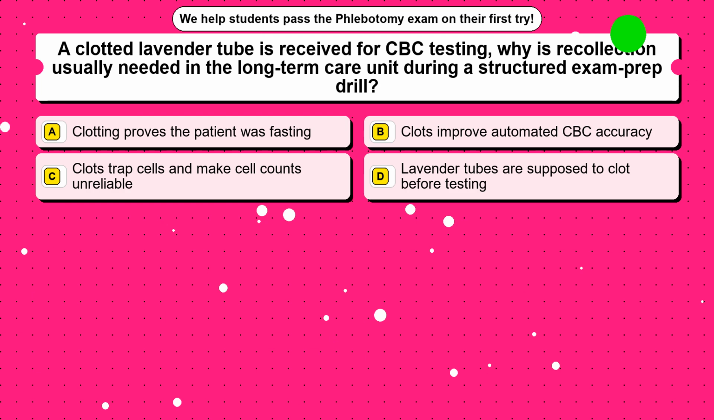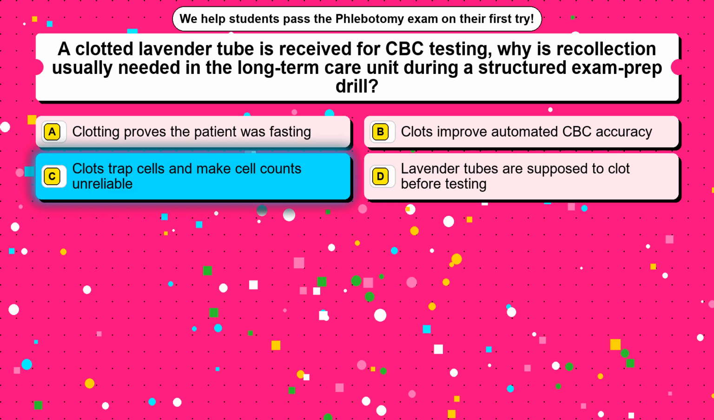Question 86. A clotted lavender tube is received for CBC testing. Why is recollection usually needed in the long-term care unit during a structured exam prep drill? Option A, clotting proves the patient was fasting. Option B, clots improve automated CBC accuracy. Option C, clots trap cells and make cell counts unreliable. Option D, lavender tubes are supposed to clot before testing. The correct answer is option C.